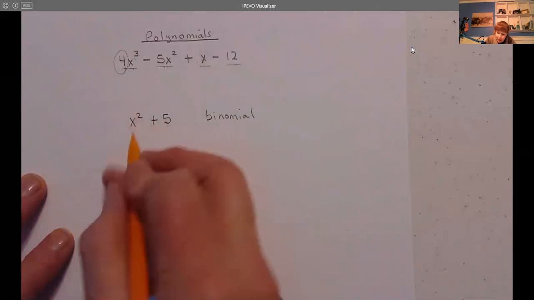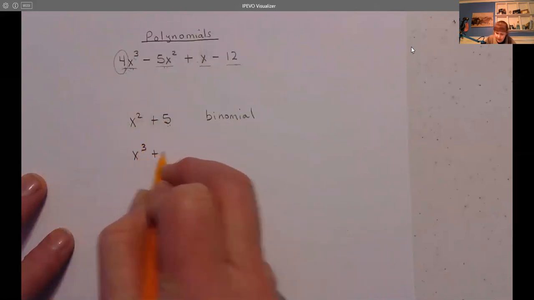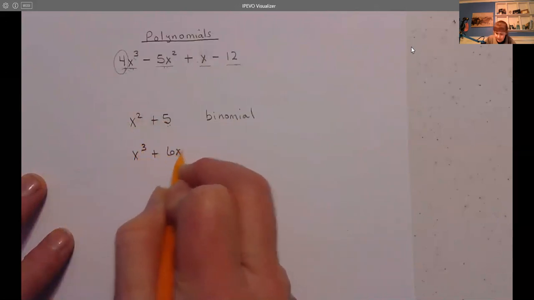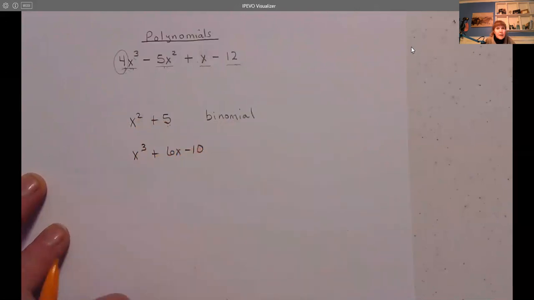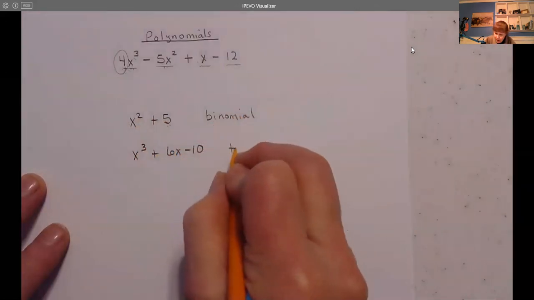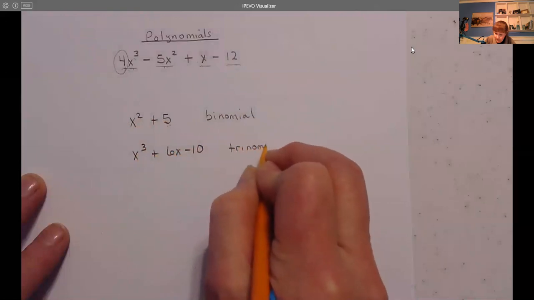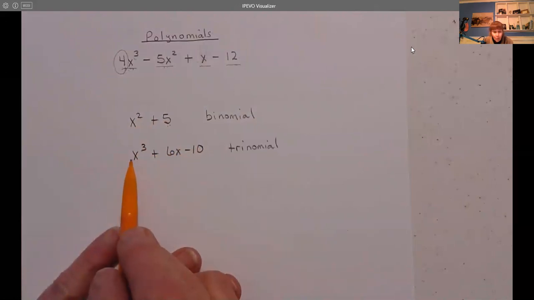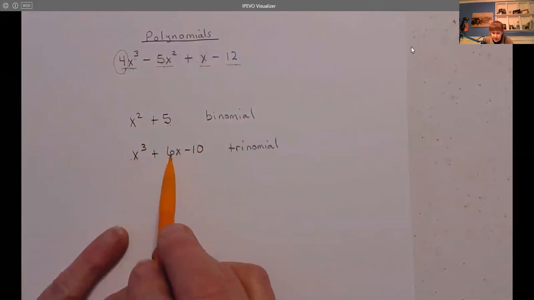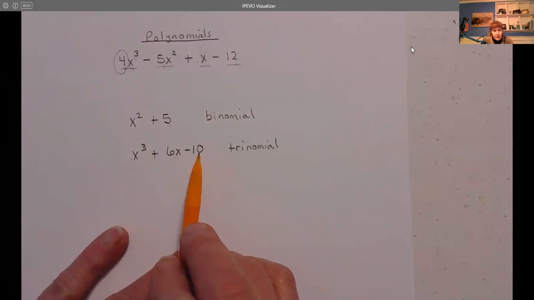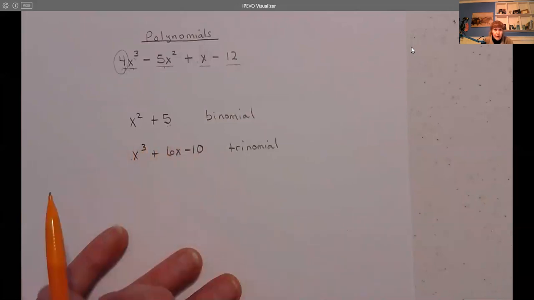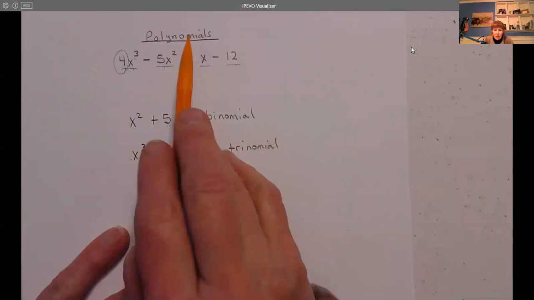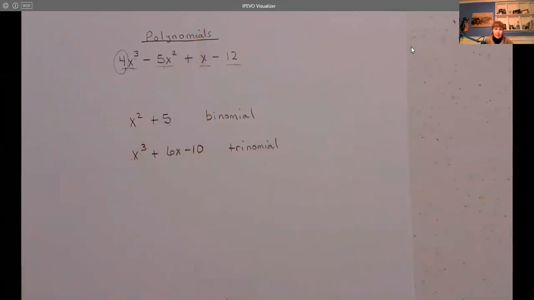All right, now you can also have maybe 3 terms, and this would be a trinomial. Okay, you'll hear that in your other classes. The coefficients are 1, 6, and a -10, and the degree of this trinomial is 3. After a trinomial, we just call it a polynomial. We don't have any special names for it. If it has 4 terms or 5 terms, we just generally call it a polynomial.